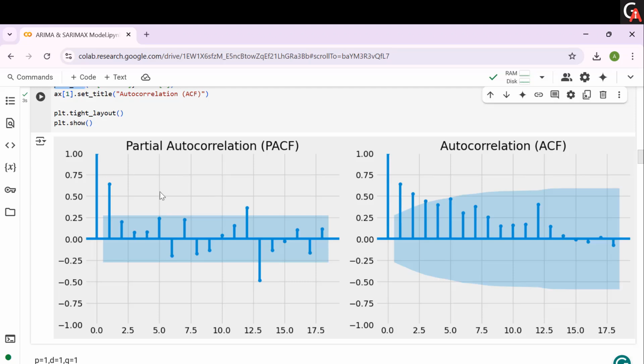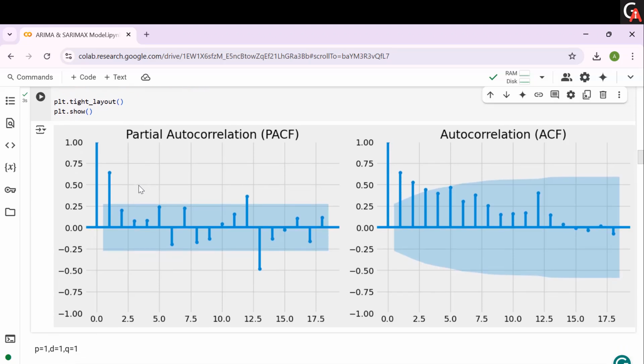So from this graph we can find out the value for P as 1. From this graph we can find the value for Q as 1. You can consider the value for Q as 2 also, right? But you cannot consider the value for Q as 3, because it is crossing this particular insignificant area. So these first two lags are significant, and over here only the first lag is significant. So up till now we have found the values of P, D, Q, and all of them are 1. And we have already found the value for D as 1. Why? Because we have differenced our series for the first time to make it stationary.